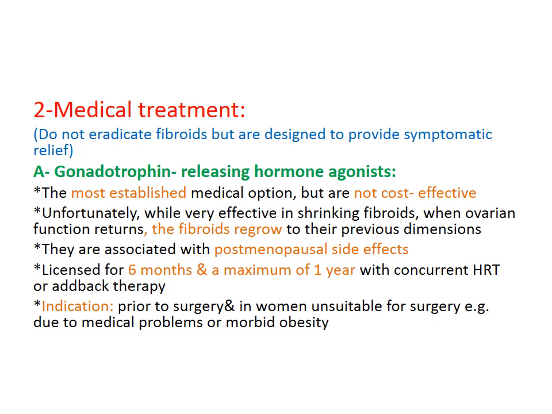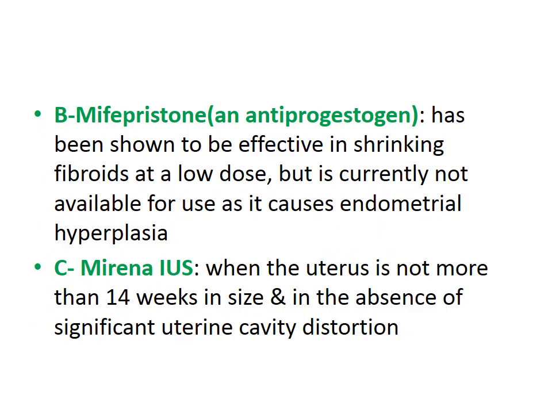Therefore, their indication is just prior to surgical intervention, and in women who are unsuitable for surgical intervention, for example, due to medical problems or morbid obesity. The second medical treatment that has been shown to be effective in shrinking fibroids at a low dose is mifepristone, which is an antiprogestin. But this is currently not available for use as it causes endometrial hyperplasia.